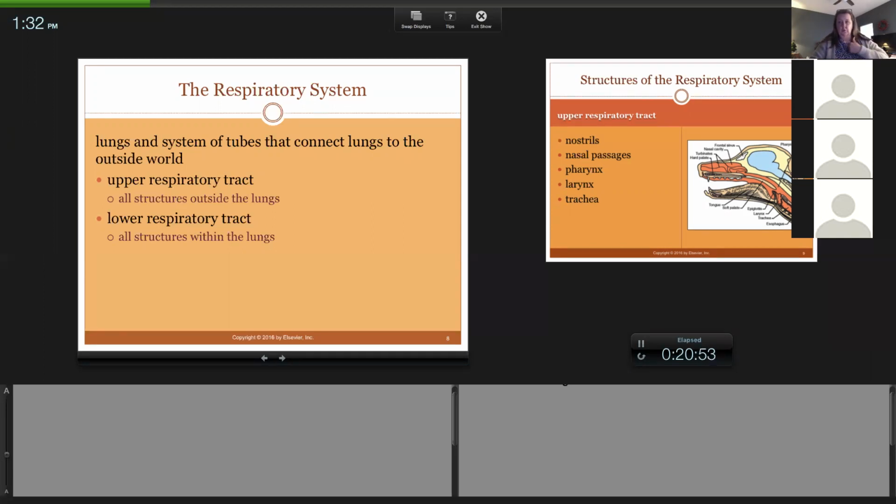Now I'm going to talk about the trachea. The trachea goes into the thorax, but it is technically an upper respiratory tract structure because the trachea is outside the lungs. Even though the trachea is inside the thorax and you think, okay, that's lower, it is part of the upper respiratory tract. Anything outside of the lungs is considered upper respiratory. The lungs and any structures inside the lungs are called lower respiratory tract, like your bronchi, your bronchioles, your alveoli, and the lungs themselves.